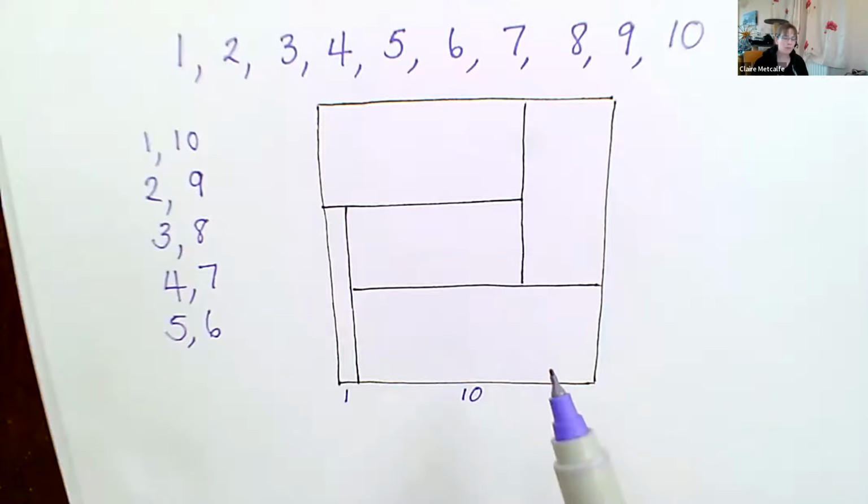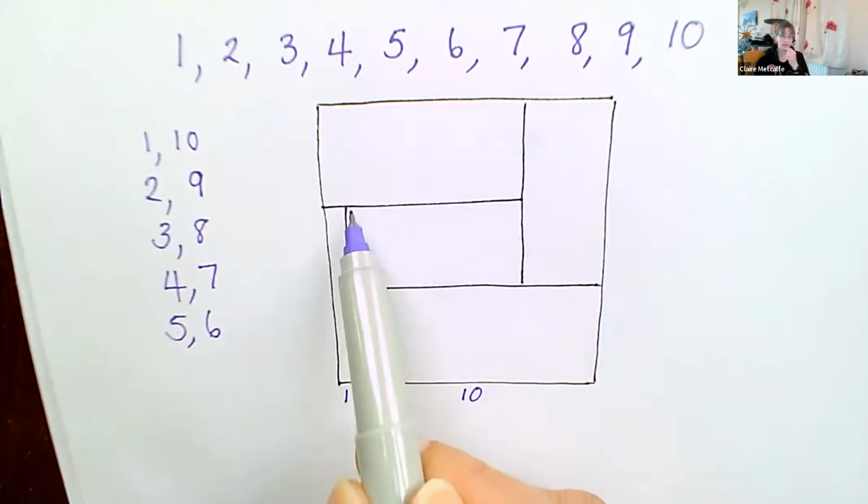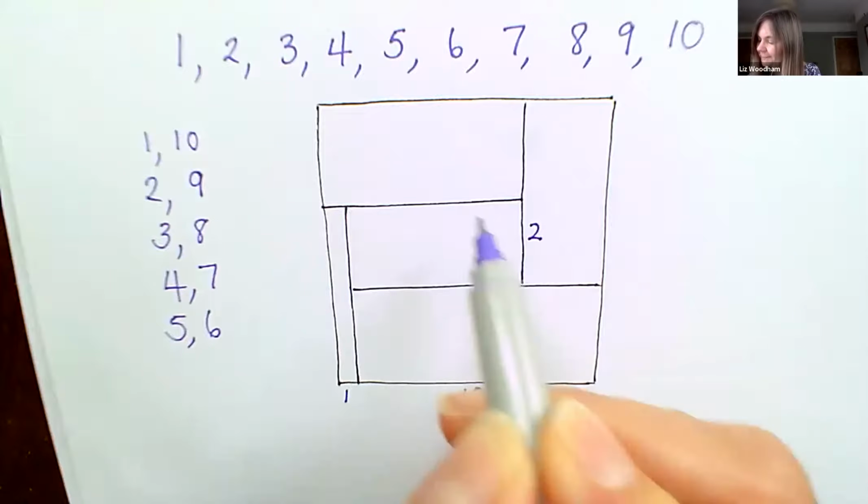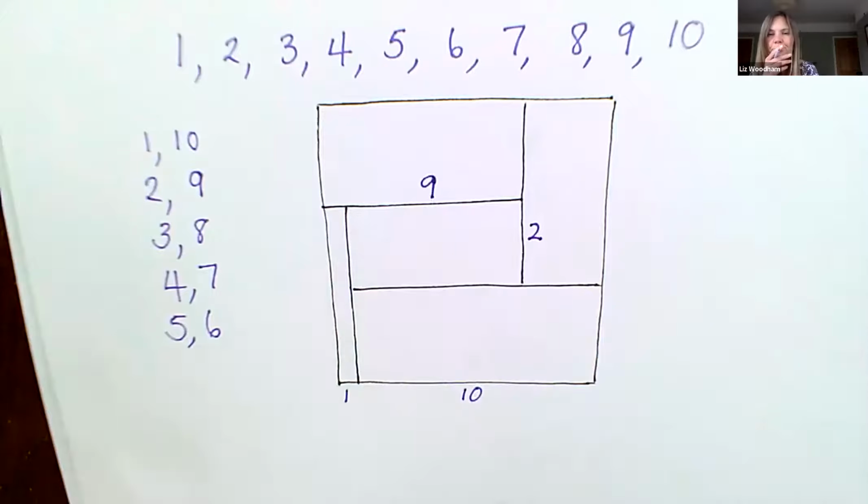Would it be possible for that middle rectangle to have the dimensions 2 and 9? So if this was 2 and this was 9, would that be possible? Pop your thoughts in the chat. And then the next question is, why not? Which is a bit harder to type in. It's harder in the chat, isn't it?